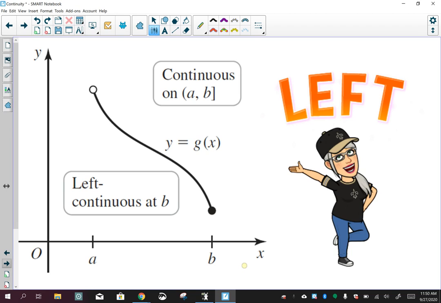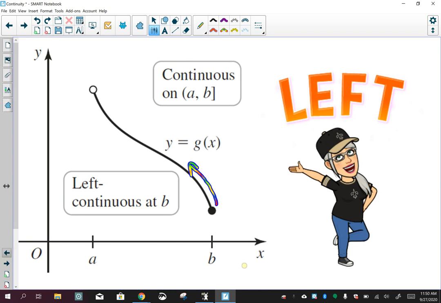Left is the same thing, except it's backwards. So I'm left continuous, but now I'm going to be at B because I'm coming off of B and I'm going towards my A value. So I'm going towards the left. And because I'm going towards the left, I am left continuous at B because I start at B and I know what B is. But as I move towards A, I am not continuous at that function.